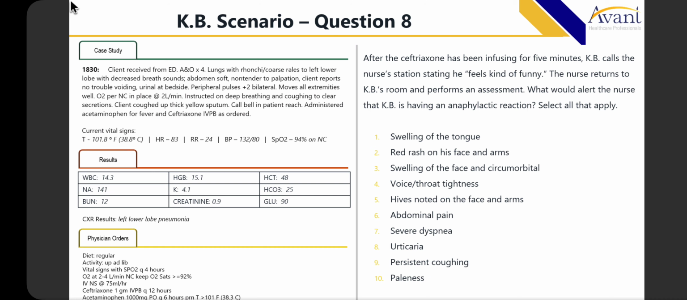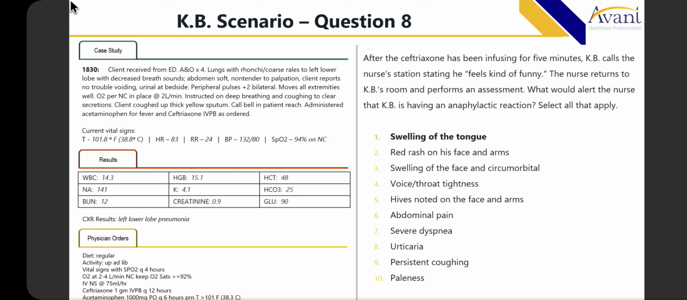So let's take a look at number one, swelling of the tongue. Yeah, it's an allergic reaction, but it's also a sign of somebody having an anaphylactic reaction. So that is definitely a correct answer. Not a red rash on his face or arms. Yeah, you can have an allergic reaction and have a red rash on your arms, but that doesn't necessarily mean you're going into anaphylactic shock, does it? How many of you have ever had a rash where your face and arms get red? Doesn't mean you're going to call 911, right? It just means you're having an allergic reaction. You might need to have it treated with some medication, right? But that doesn't necessarily mean anaphylaxis.